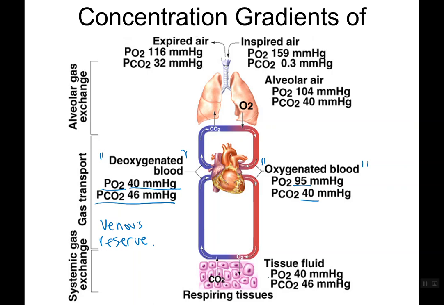At the tissue fluid, the PO2 is about 40 millimeters of mercury, and the PCO2 is 46. So oxygenated blood interacting with the tissue fluid is going to tend to give up oxygen and receive CO2.